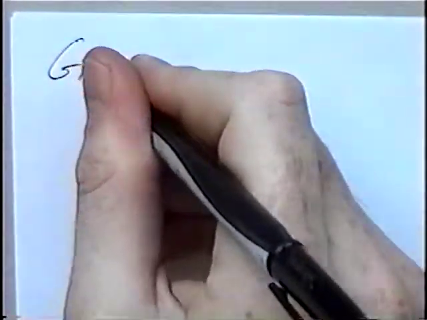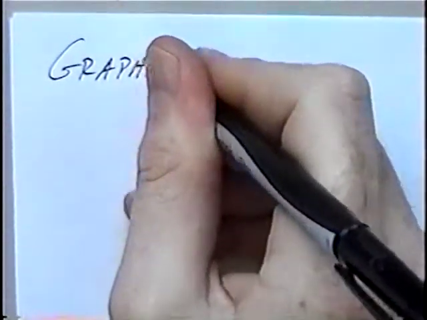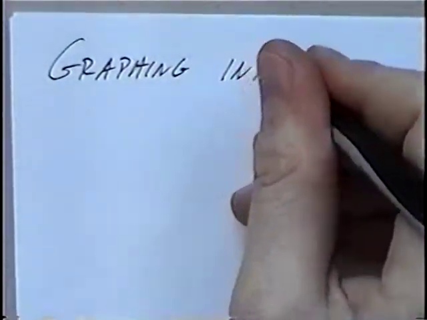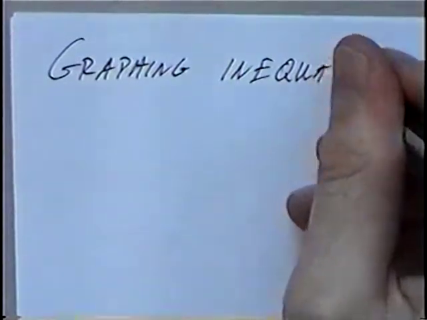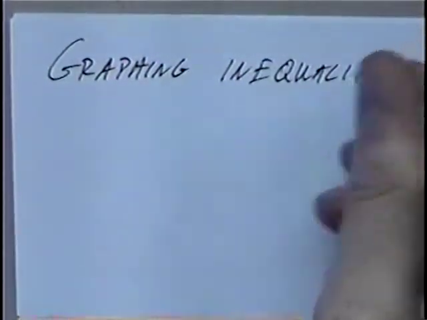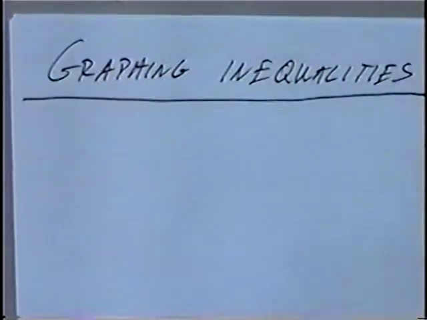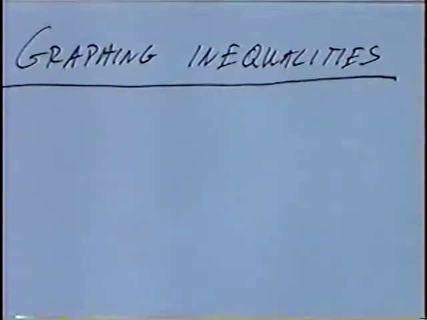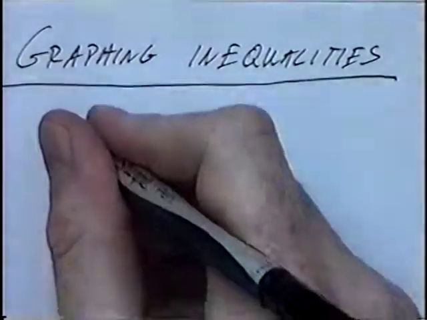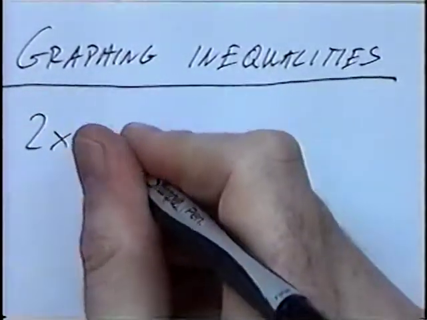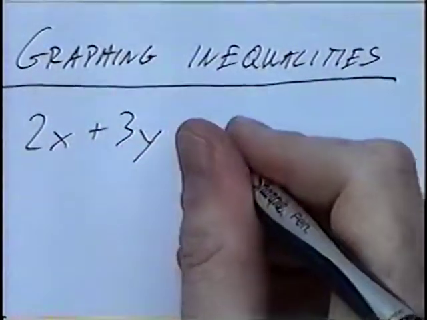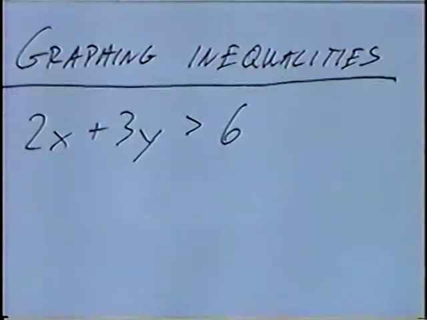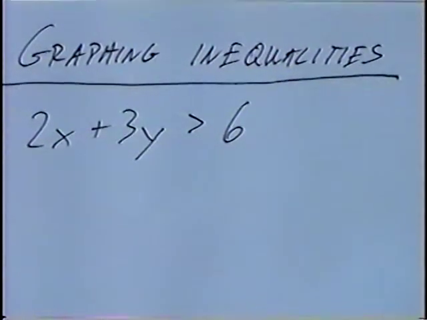Title of the first section today is Graphing Inequalities. In this section, we'll graph inequalities on the xy axis. First question is 2x plus 3y less than 6. There are a few ways to graph this equation on the xy axis.